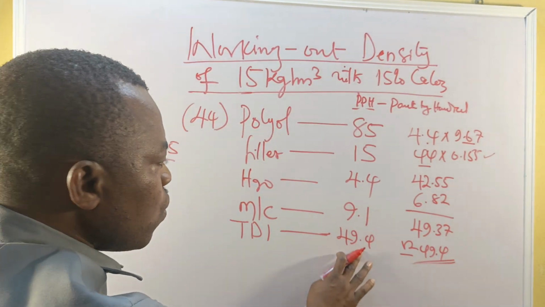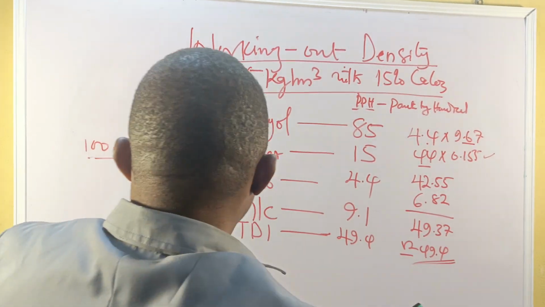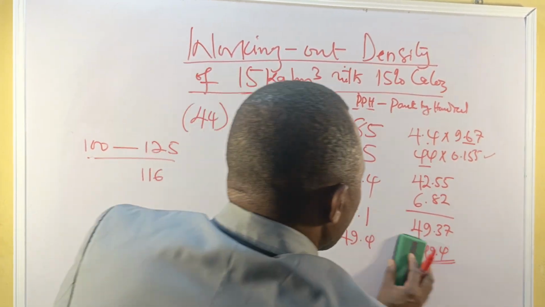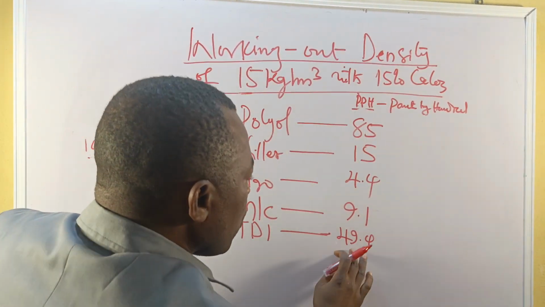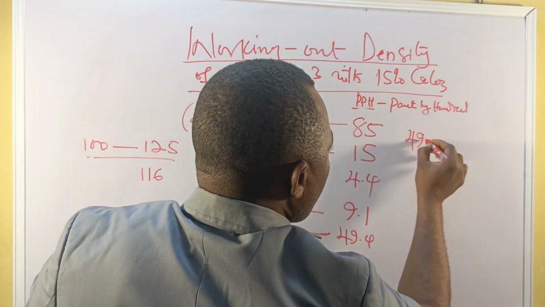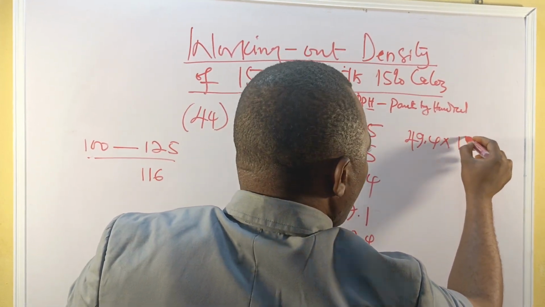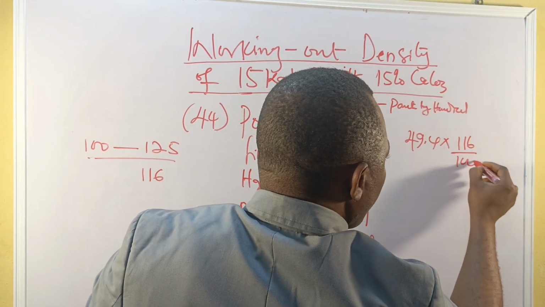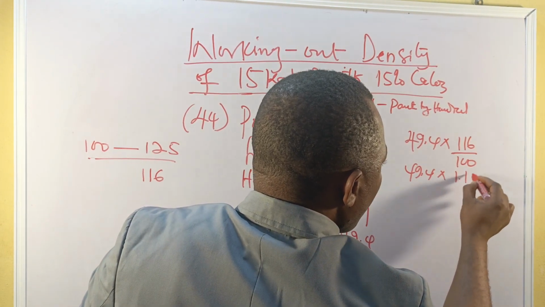So what I will do is use this value, 49.4 times 116 divided by 100. So 49.4 times 1.16.